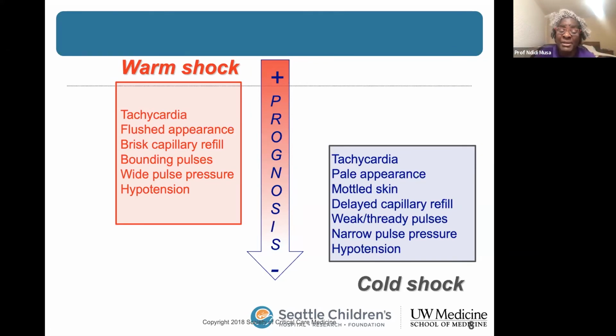And then we'll talk about compensatory mechanisms of shock so that you can see why you have cold extremities, because you have blood being shunted away from the skin to organs of vital importance. In that scenario, that's where you see cold shock.